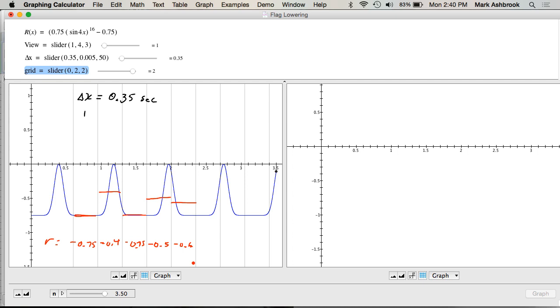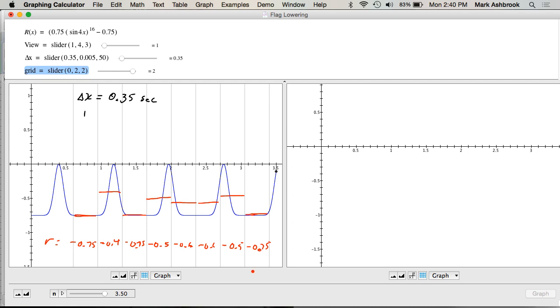So the next one is kind of the mirror reflection of that last one, so we'll keep it at negative 0.6. And then the next one, if you look, is kind of the mirror reflection of this one back here. So we'll go back to negative 0.5. And then the last one, back to negative 0.75.